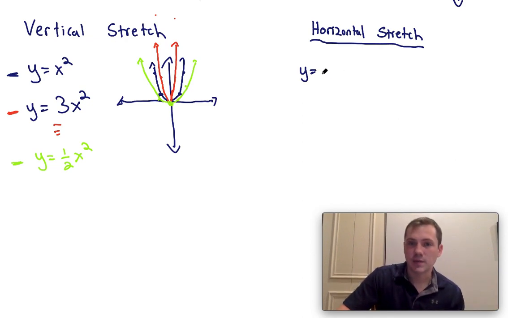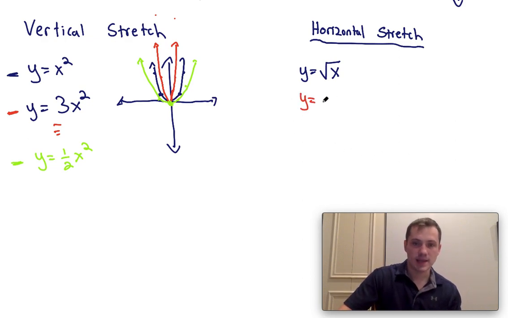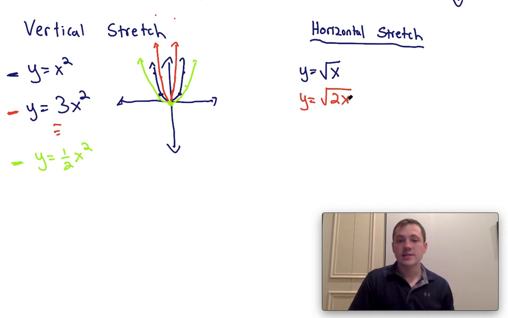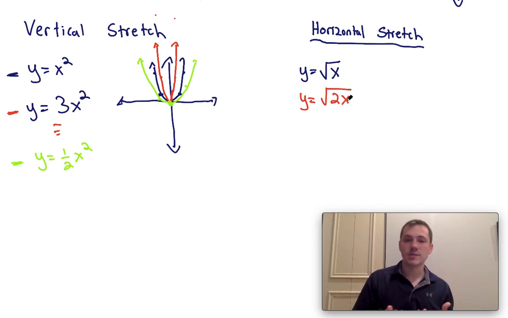Let's say I had something like y equals, let's do the square root of x. Well, a horizontal stretch is going to take place when you're replacing x with something else. So let's say we had something like y equals the square root of 2x. Now, just like before, it's a little bit counterintuitive. You think if you're multiplying x by 2, you want to expand it out. But that's not what happens here. When you multiply x by 2, you're actually compressing it.